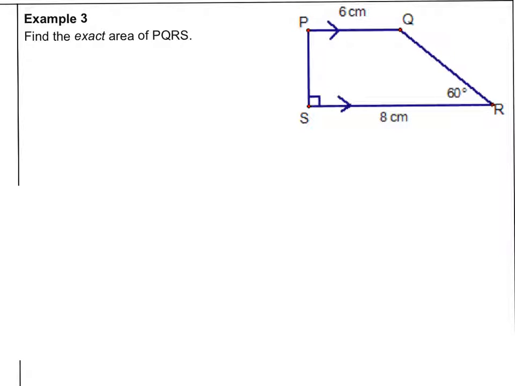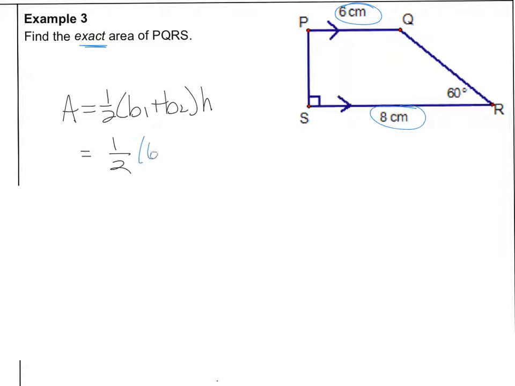In this problem, we're looking for the exact area of PQRS. I see that it's a trapezoid based on the one pair of parallel sides. So I'm using the formula 1/2 (b1 + b2) times h. In this diagram, I notice that my two bases are 6 and 8. But what's missing is my height.